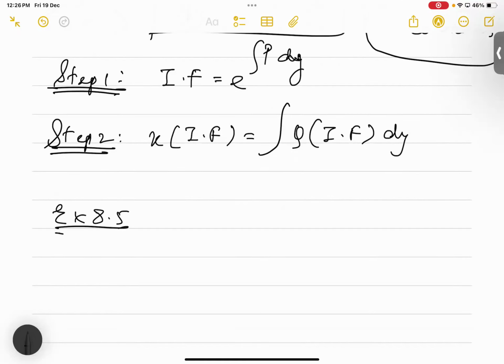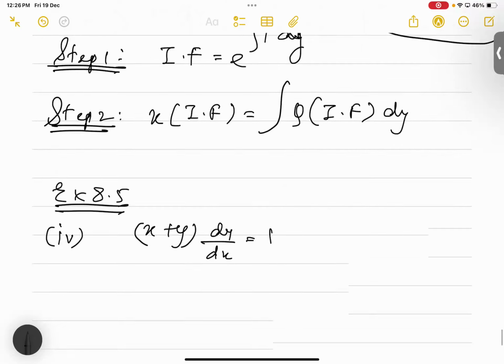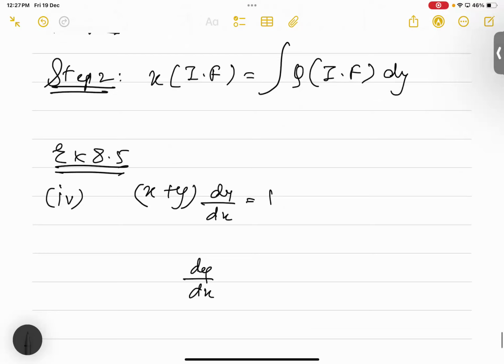Exercise 8.5, question number 4 and 5. So first we'll do question number 4. X plus y dy by dx is equal to 1. So dy by dx is equal to 1 upon x plus y. Guys, now this problem, to be honest, we can also solve using method of substitution by putting x plus y is equal to t. We can do it that way too. Okay, but then I'll teach you LDE type 2 over here. That's the alternative method.